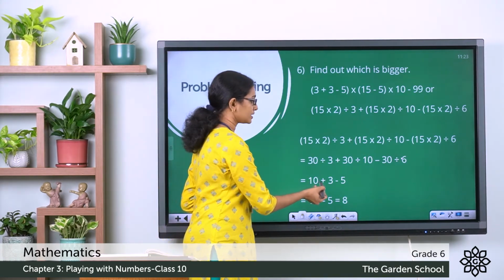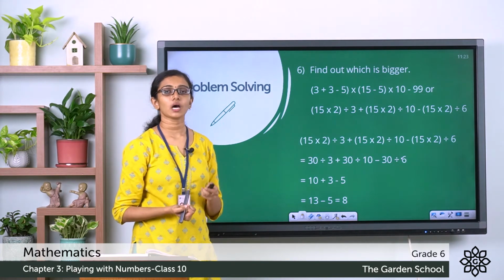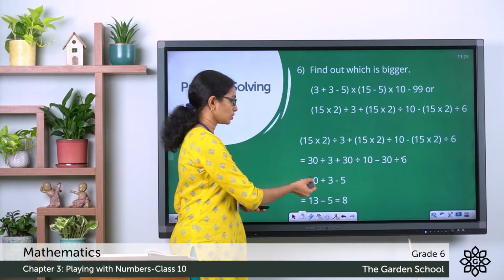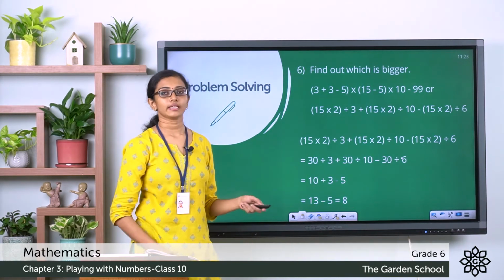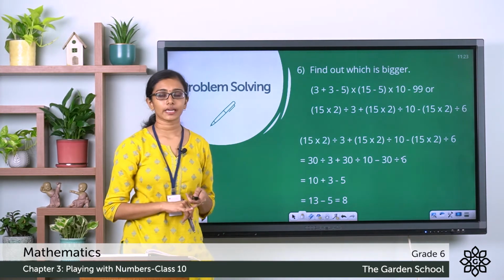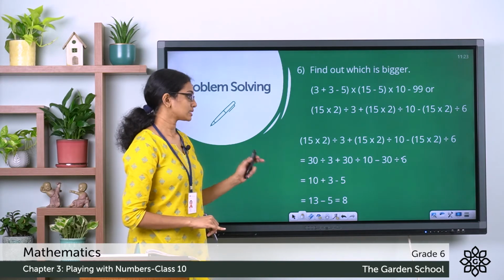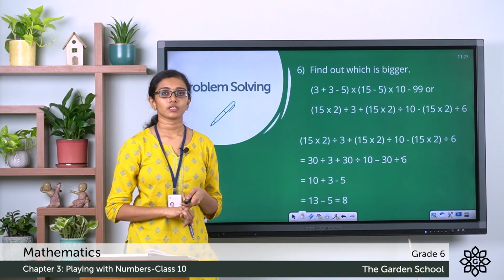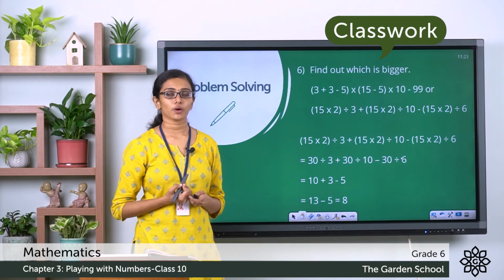Now we have got addition and subtraction within the same statement. So addition has to be done before subtraction. So 10 plus 3, 13 minus 5, and that gives you 8. So right now we evaluated both the statements. The first statement gave the value equal to 1. The second statement gave the value equal to 8. So which one is bigger? You may note it down in your notebook.